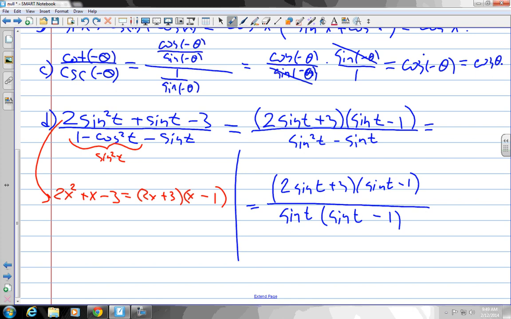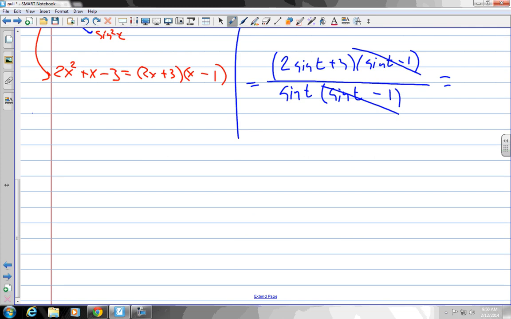By the way, do you see how very little knowledge of trigonometry we're using right now? The only place we actually used trig was here, when you replaced 1 minus cosine squared with sine squared. That's the only time you actually used your knowledge of trigonometry. The rest is algebra, right? You're factoring. We can cancel sine t minus 1. So we're left with 2 sine t plus 3 over sine t, right?